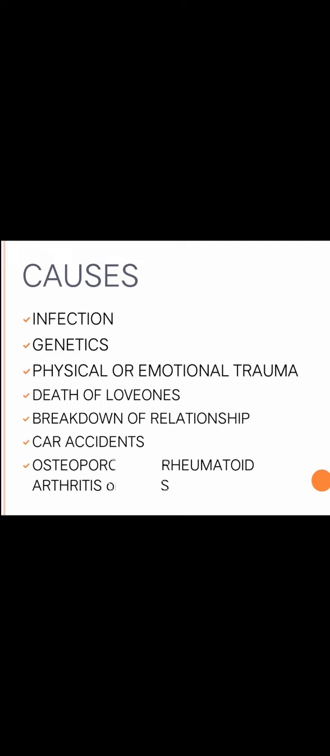This may include infection, genetics, physical or emotional trauma, such as repetitive injury in the body caused by performing the same action over and over again, death of loved ones, breakdown of relationship, car accidents, or a person suffering from osteoporosis or rheumatoid arthritis or lupus may be more likely to develop fibromyalgia.